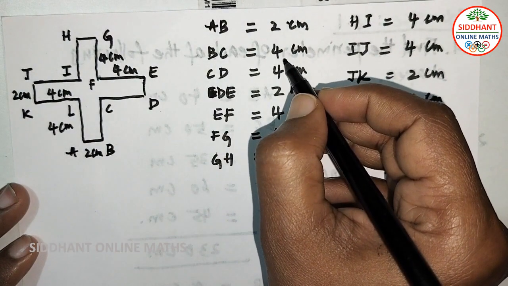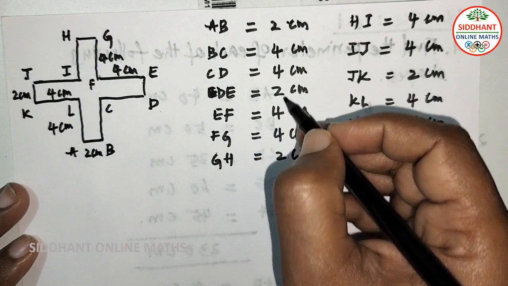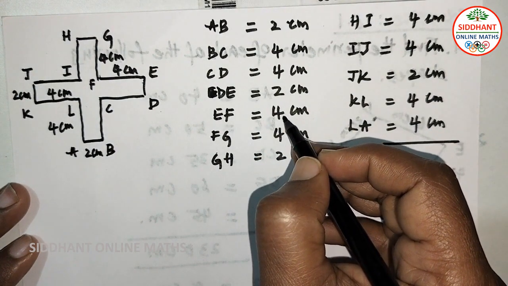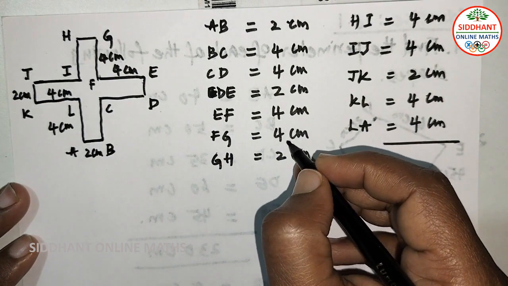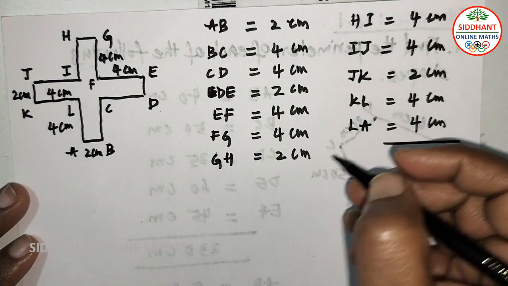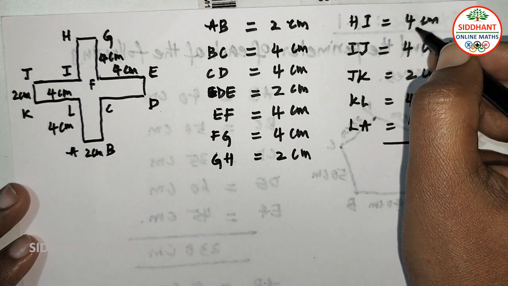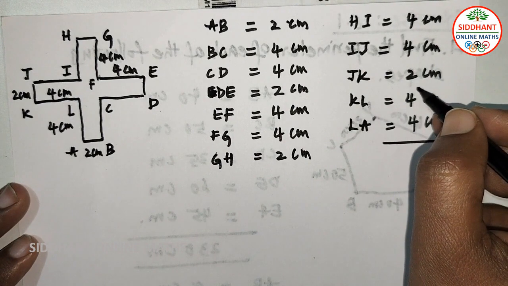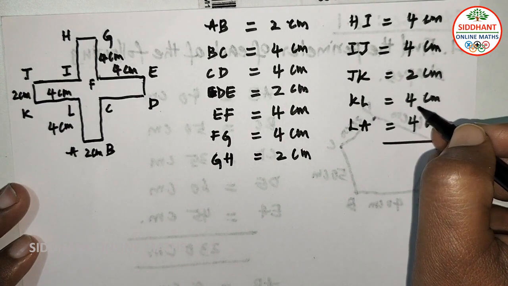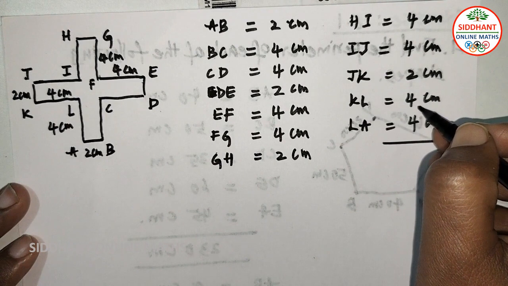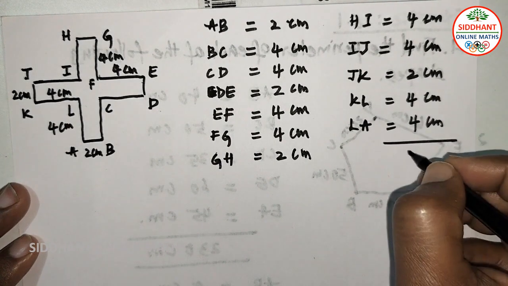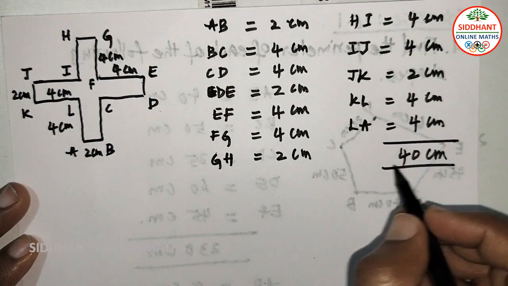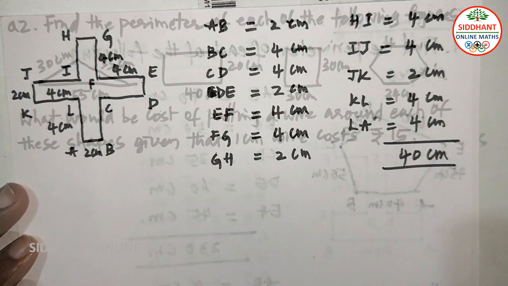Now add all the dimensions. 2, 4, 6, 6 plus 4, 10, 10 plus 2, 12, 12 plus 4, 16, 16 plus 4, 20, 20 plus 2, 22, 22 plus 4, 26, 26 plus 4, 30, 30 plus 2, 32, 32 plus 4, 36, 36 plus 4, 40. So 40 centimeters is the perimeter of this shape.